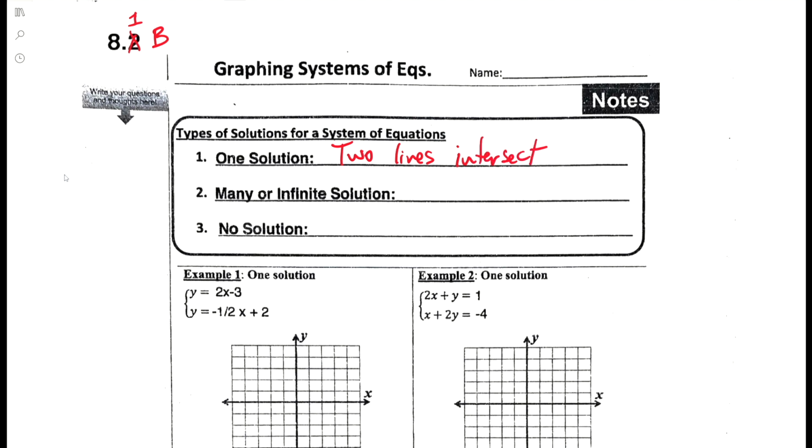However, when you have infinitely many solutions, what happens is that the lines are coincident, and that means they coincide. They are basically on top of each other. It's the same line twice.